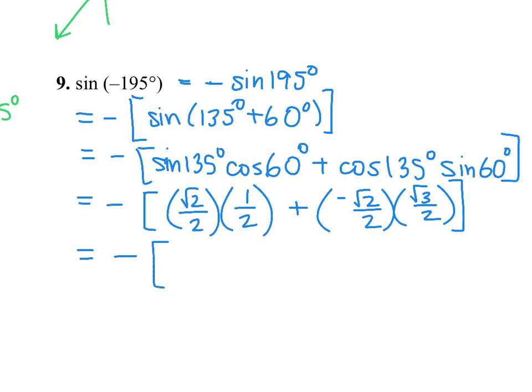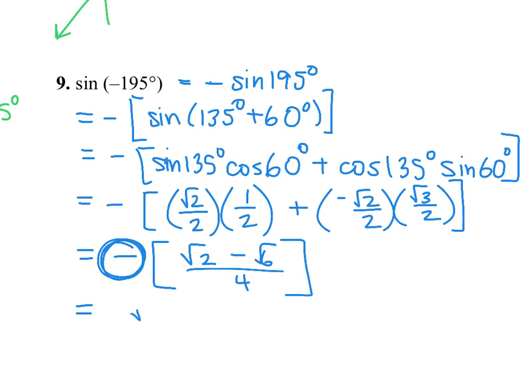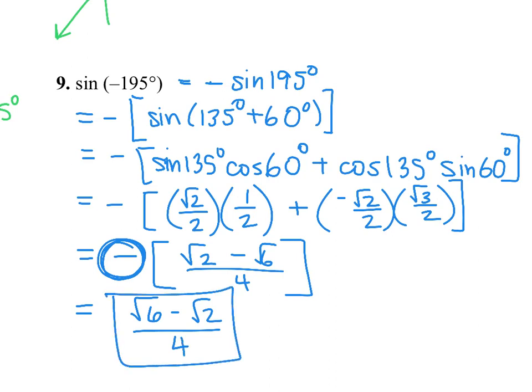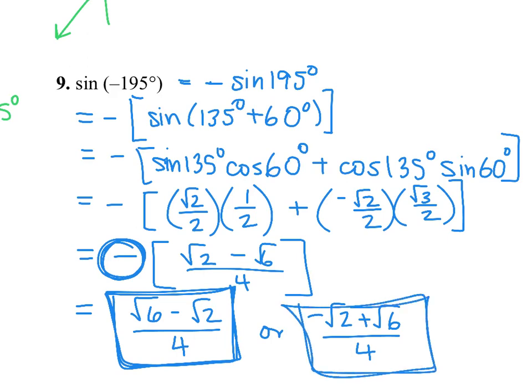Okay, let's go ahead and simplify that. This is going to be rad 2 minus rad 6, all over the common denominator of 4. But because of that negative, which I was carefully bringing down along with me, this can be negative rad 2 plus rad 6, or if you like, I like having the positive in the front. So I'm going to do rad 6 minus rad 2 over 4 as my final answer. If you wrote it as negative rad 2 plus rad 6, same thing. So either of these would work.